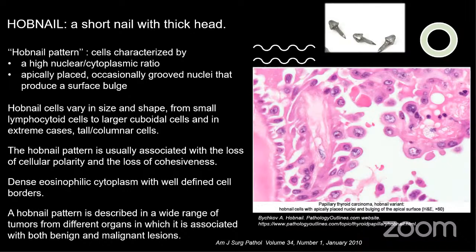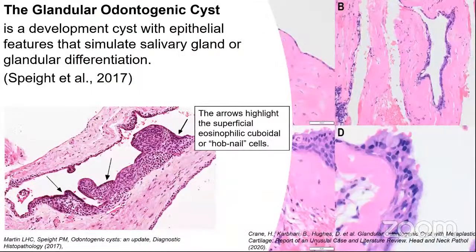And you have hobnail patterns which are used to describe cells which have this apical bulge in a variety of diseases, both benign as well as malignant. Now, when it comes to the papillary thyroid carcinoma, the true hobnail cell shows reversal of polarity, apical nuclei protruding from cytoplasm. It is discohesive and it confers aggressive behavior. This is true for papillary thyroid carcinoma, where the cell was first identified and described.